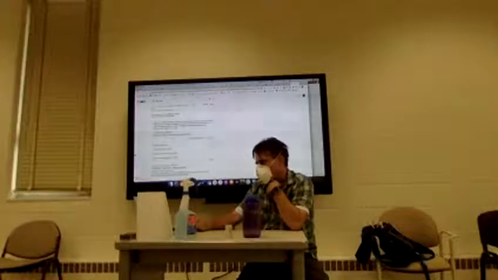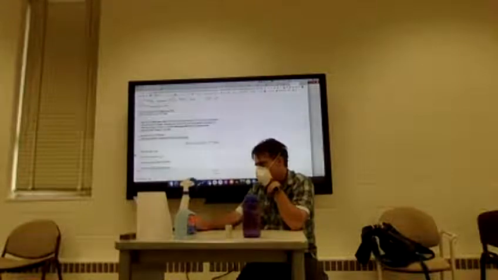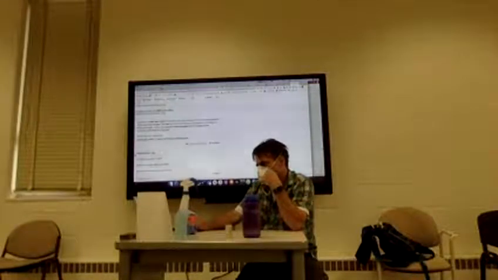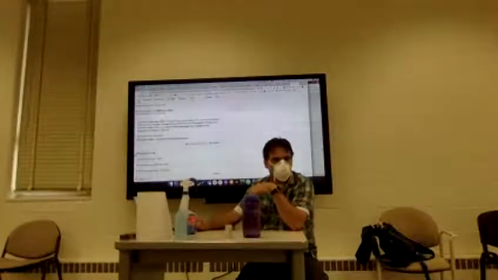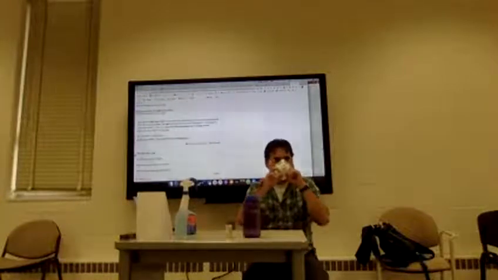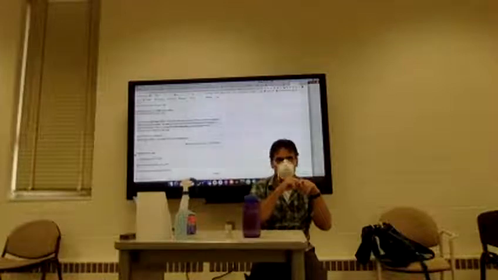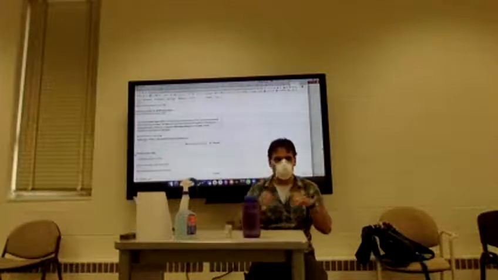So typically the doll's eyes reflex is elicited by turning the head of an unconscious patient while observing the eyes. The eyes will normally move as if the patient is fixating on a stationary object. In a negative doll's eye reflex, the eyes remain stationary with respect to the head. I know that probably made it more confusing, but you've seen the dolls where they turn and they're always looking at you.